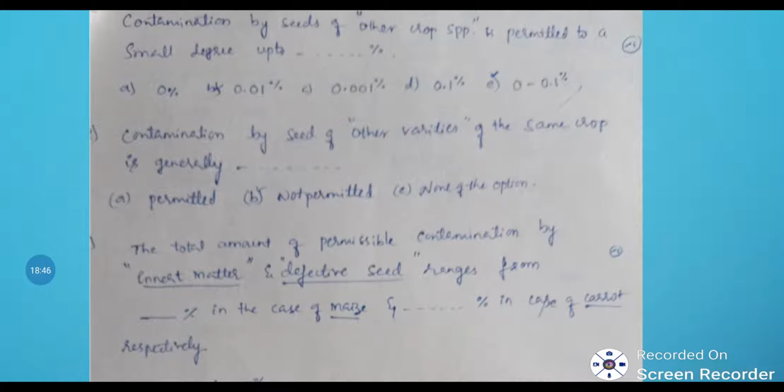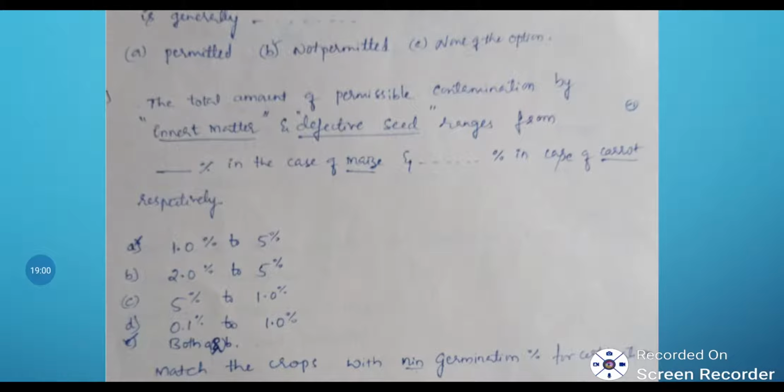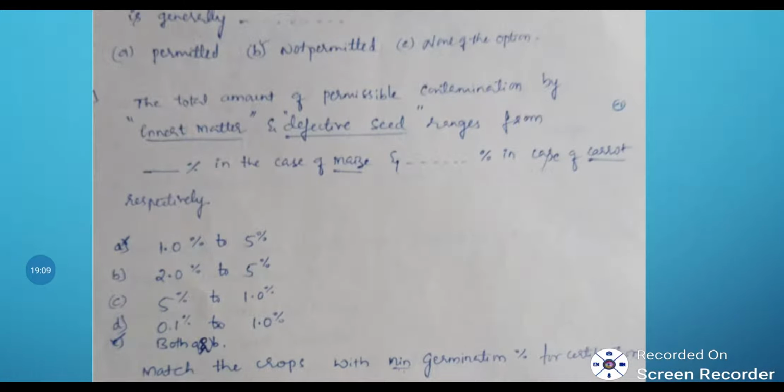Next question is, the total amount of permissible contamination by inert matter and defective seed ranges from dash in case of maize and dash in case of carrot respectively. Here the total amount of permissible contamination by inert matter and defective seed ranges from, for maize it is 1 to 5%, and for carrot it is 2 to 5%.